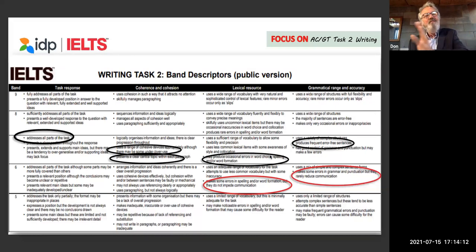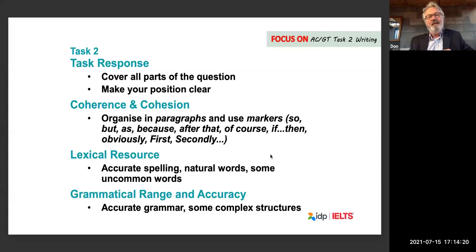Okay, that's an overview for you about what these 4 criteria are about. Let's look at them a little bit more closely. The first one, task response, you cover all parts of the question, you make your position clear. The second criterion, coherence and cohesion, you organize your essay in paragraphs and you use linking words, markers. So, but, as, because, after that, of course, if, then, obviously, first, secondly, etc.